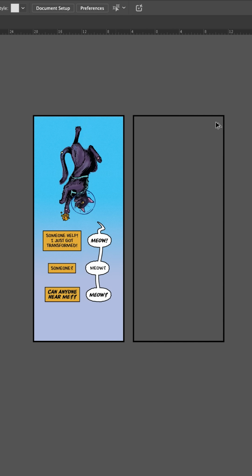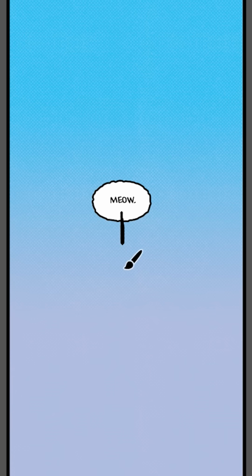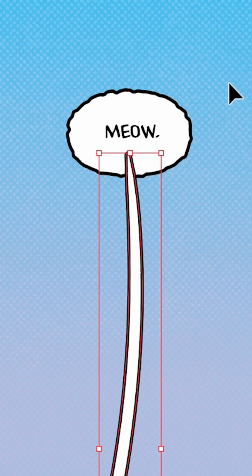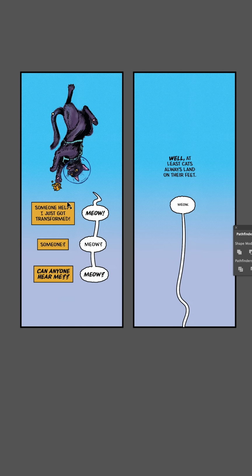Just for fun, let's make a second panel without the cat, then make a long tail coming up from the bottom for the final meow. The implication here is a massive amount of speed. In just one panel progression, the cat fell through all that lower negative space all the way out of frame.